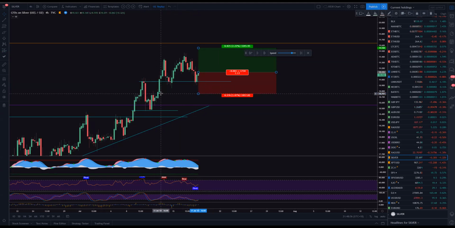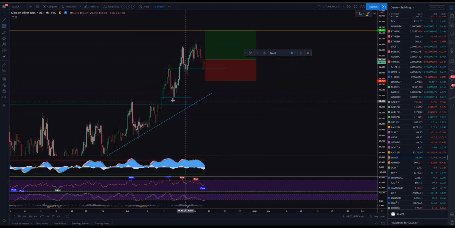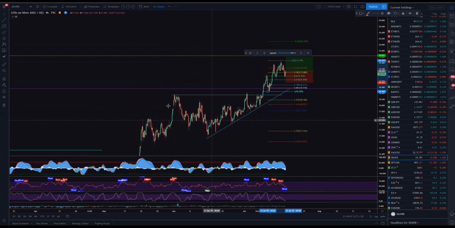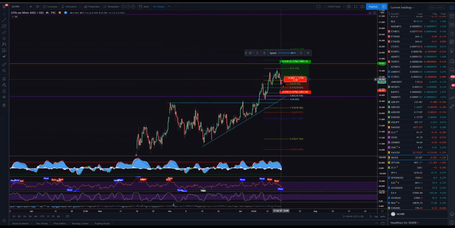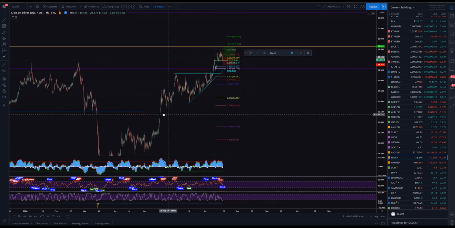So I want to be below the wick of the thrust candle, and then I want to be looking for a higher move. On this one, I'd probably use Fibonacci, or I would be getting into the ascending triangle. I'd be getting into that late, so I'd be using the ascending triangle target. So I'd be piggybacking off that.